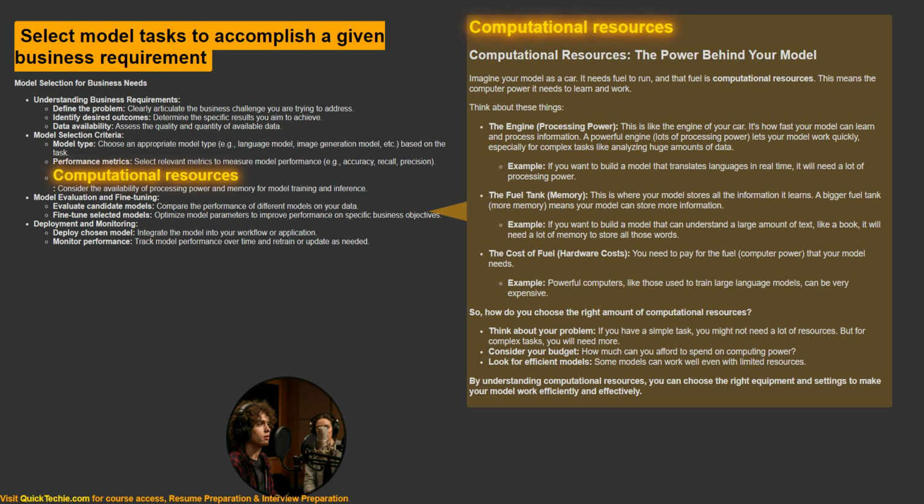A powerful engine, lots of processing power, lets your model work quickly, especially for complex tasks like analyzing huge amounts of data. Example: if you want to build a model that translates languages in real time, it will need a lot of processing power. The fuel tank, memory: this is where your model stores all the information it learns. A bigger fuel tank, more memory, means your model can store more information. Example: if you want to build a model that can understand a large amount of text, like a book, it will need a lot of memory to store all those words.